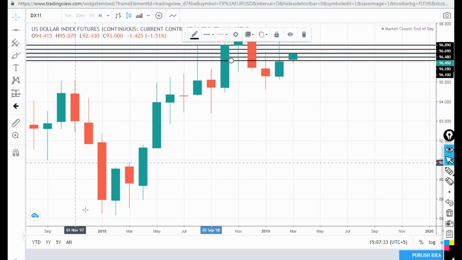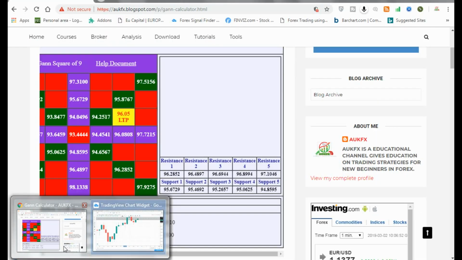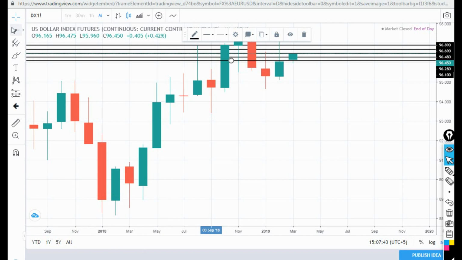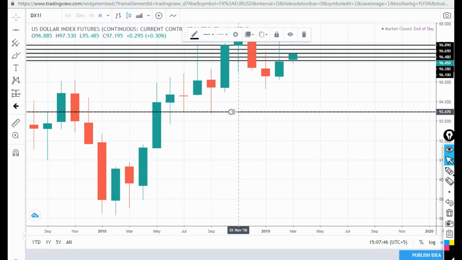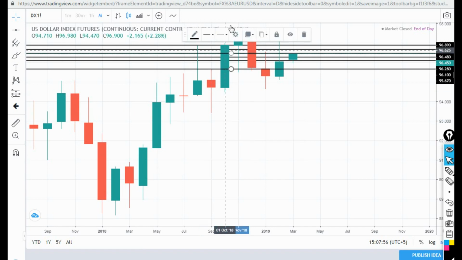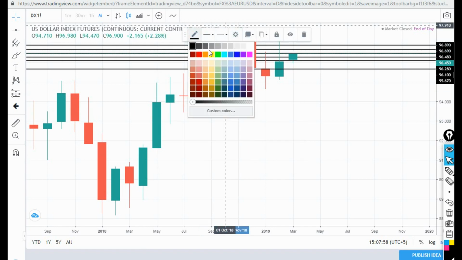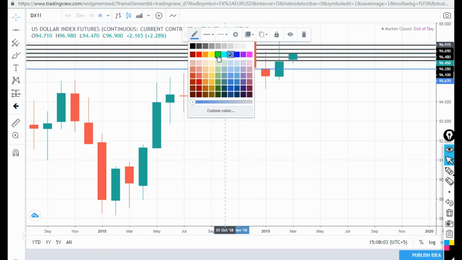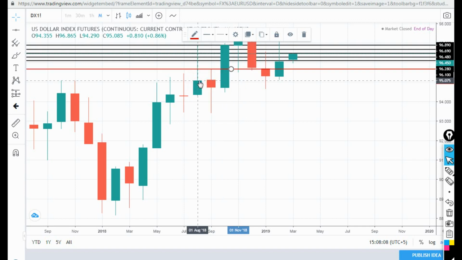Now we need support numbers. On the support number it is 95.67, and we make it in a different color. It's 95.67, and you can change the color, because it's not visible. Basically I need a visible one like this, okay.